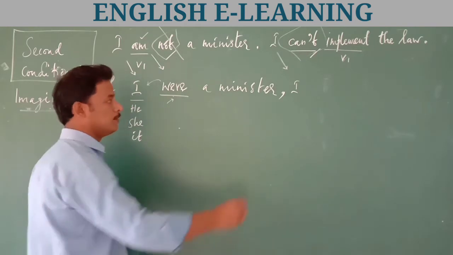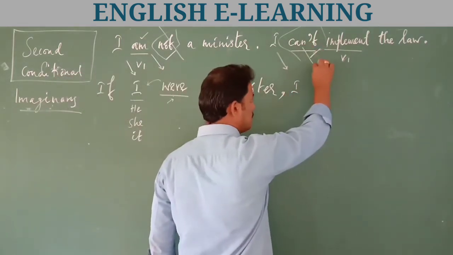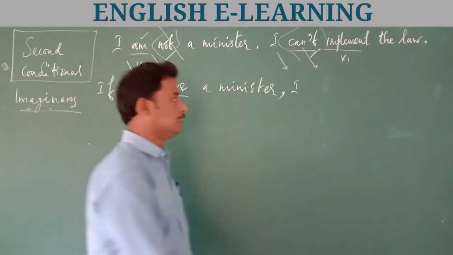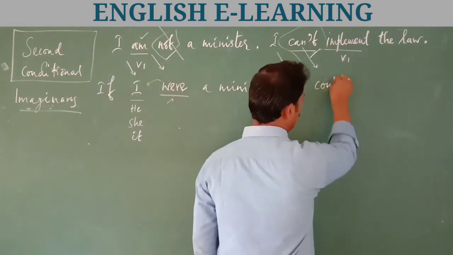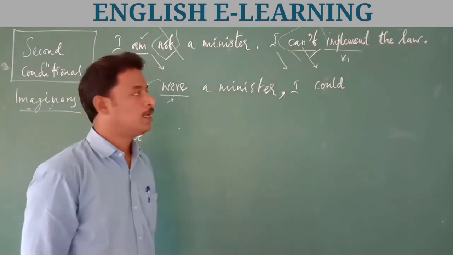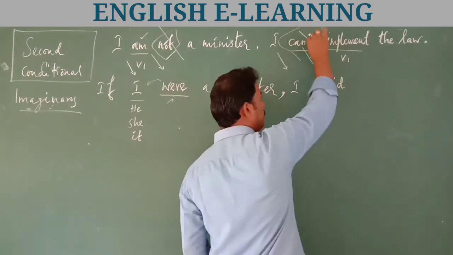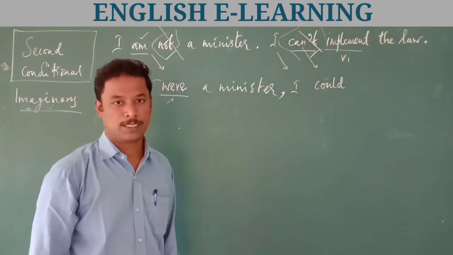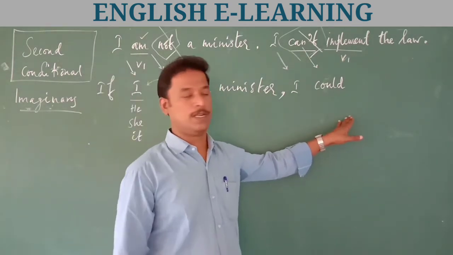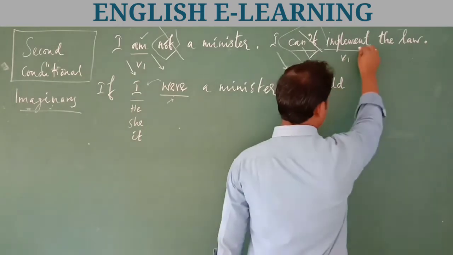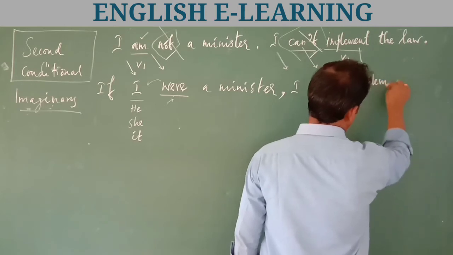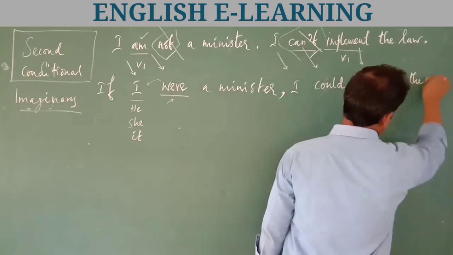Right. Okay. So we have to change the present modal can into the past modal could. This can should be changed into could. I could. Again, we have to cancel the negative term not. The result also should be in positive mode only. Right. I could, then verb 1, that is the base form, should be written here. Implement the law.